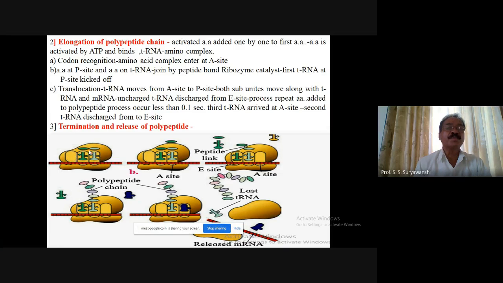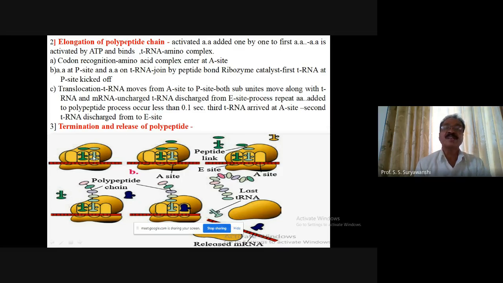An amino acid is added to the polypeptide, and this process occurs in a very short period, less than 0.1 second. This process is very fast, a fraction of a second, you can say. It joins with this polypeptide chain, and the third tRNA arrives at the A site.